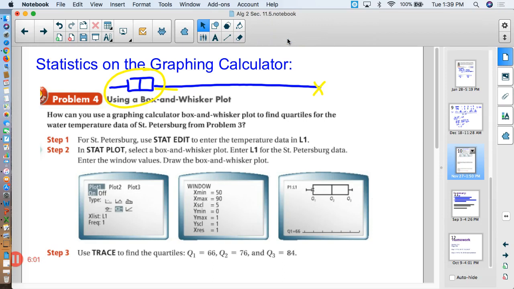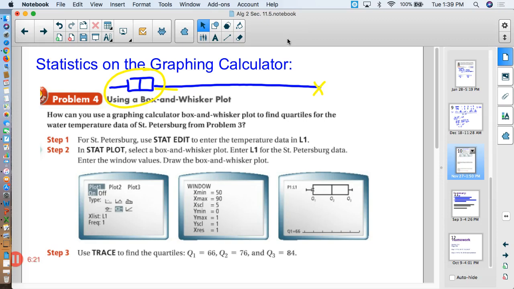So that's why I had you enter the data in your lists for St. Petersburg and Key West, the data we had yesterday. It's asking us to use a graphing calculator to compare or to look at the data for St. Petersburg. All right. The second question that we're going to do on this deals with the Key West.